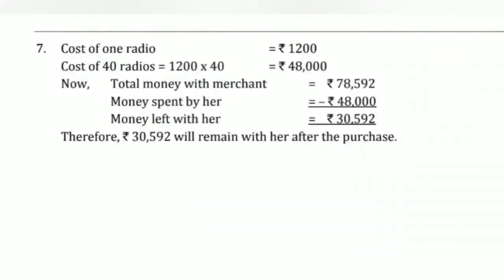Solution. Cost of one radio, it is given 1200 rupees. Then cost of 40 radios, means we will multiply 40 into 1200. So it will come 48,000. Then total money with merchant 78,592, and money spent by her, how much? It is 48,000. Means we will subtract these two things. After subtraction, what will come? 30,592. Therefore 30,592 will remain with her after the purchase.